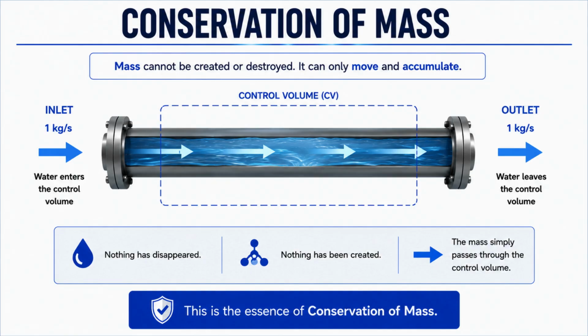Let's apply this idea to a simple control volume. Imagine water flowing through a straight pipe. Suppose 1 kilogram of water enters the control volume every second. If the amount of water inside the control volume isn't changing, then 1 kilogram of water must also leave every second. Nothing has disappeared, nothing has been created, the mass simply passes through the control volume. This is the essence of conservation of mass. Every engineering application, from household plumbing to rocket engines, must obey this principle.